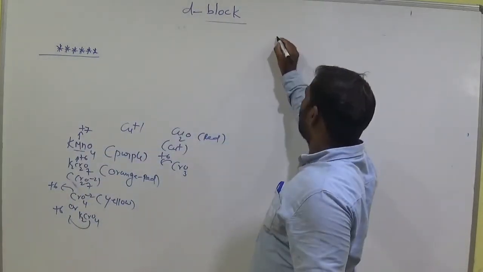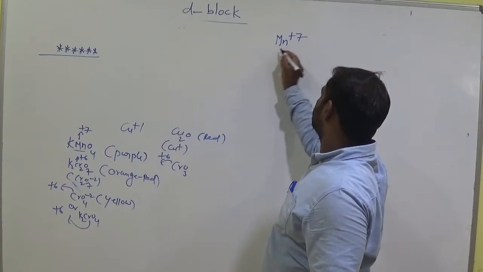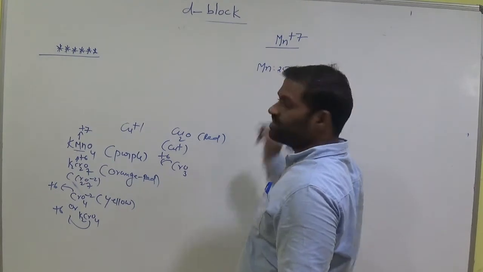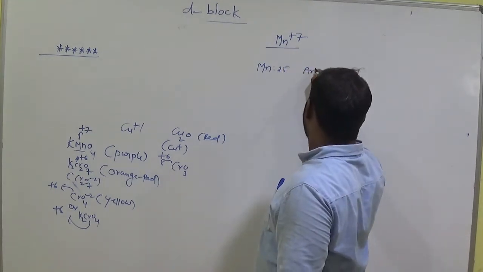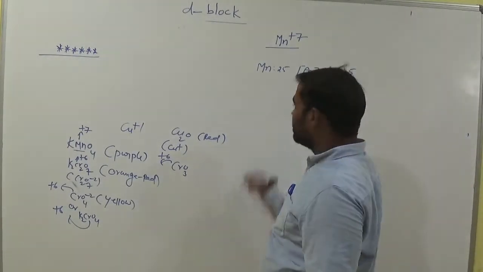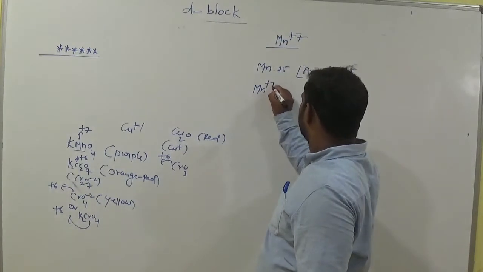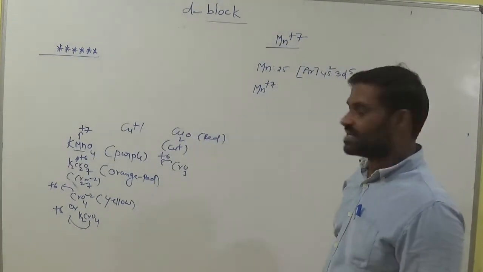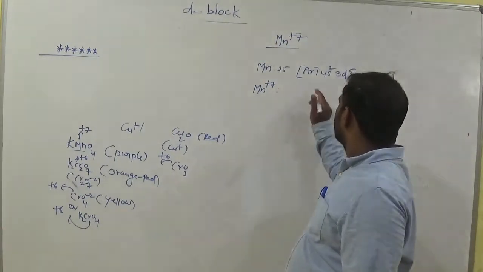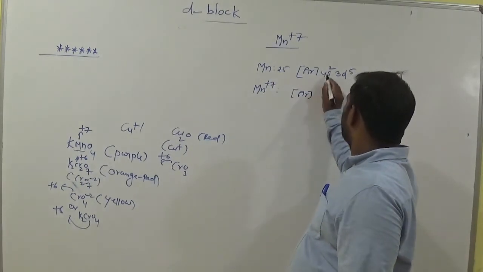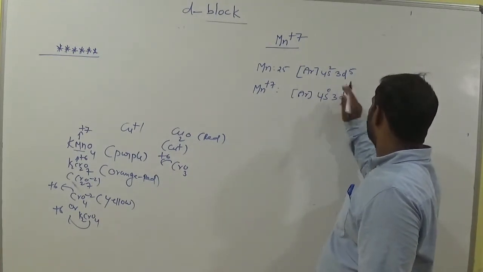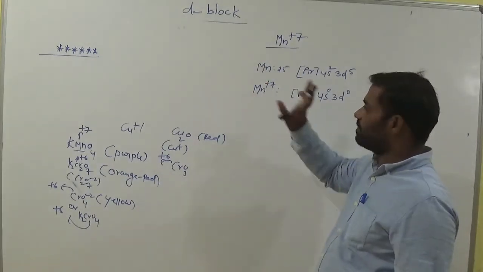Let's see. Mn plus 7. What is the atomic number of manganese? 25. Its electronic configuration is argon 4s2 3d5. Am I right? In KMnO4, what is the oxidation state of manganese? Plus 7. So that means we remove 7 electrons. Then what is the electronic configuration? Remove 2 electrons here, it becomes 4s0. What about here? It is 3d0. 2 plus 5, 7 electrons removed. Then manganese becomes Mn plus 7.